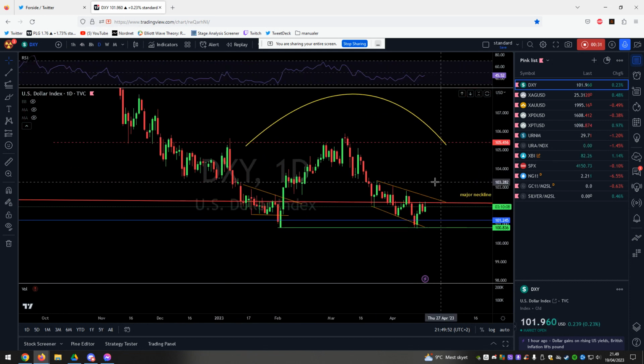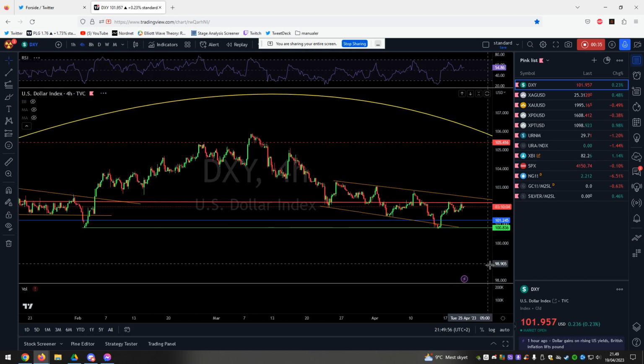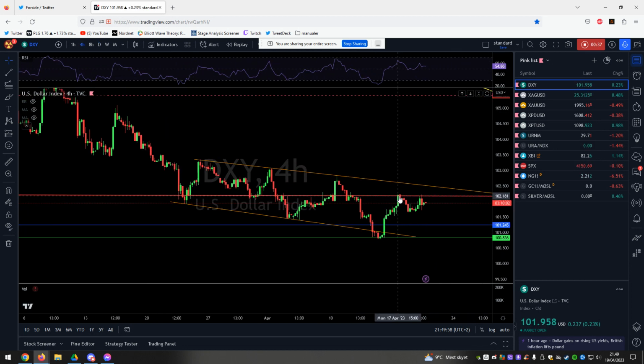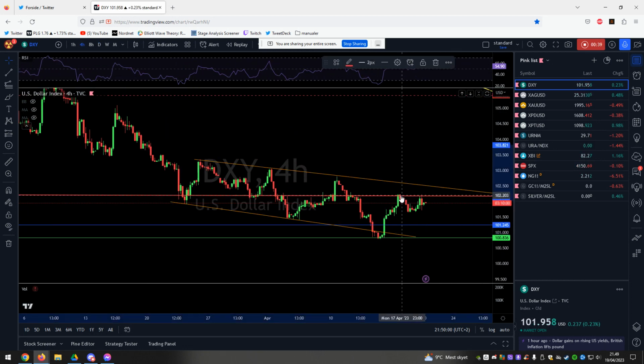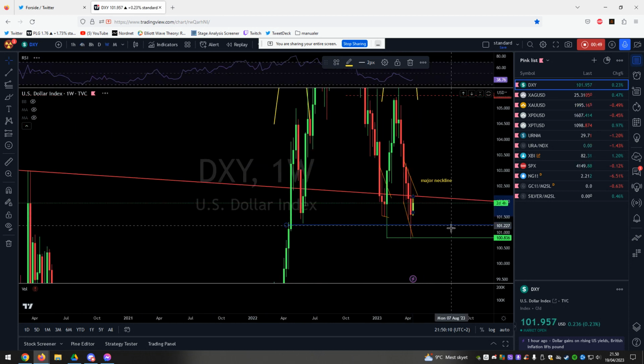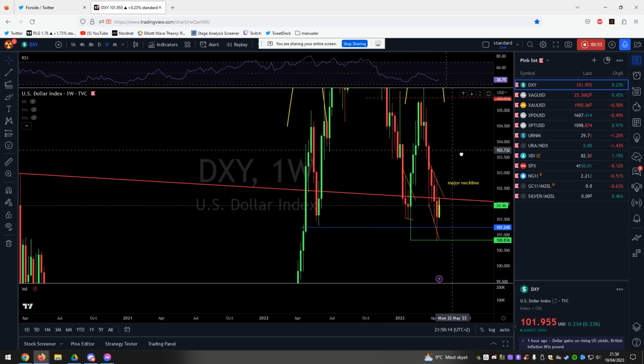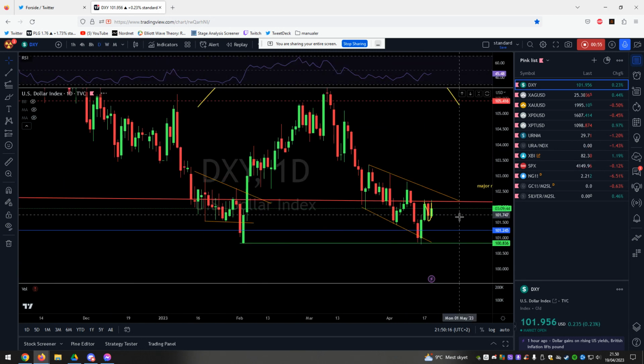Okay, the dollar. I just want to show you something. Let's go to the 4 hourly. Yesterday we talked about how we went back to this long-term 5 or 6 year red trend line and got rejected, right? And now we're going back in again and got rejected once again. So this long-term red trend line, going all the way across here, is very, very important. I cannot stress that enough.